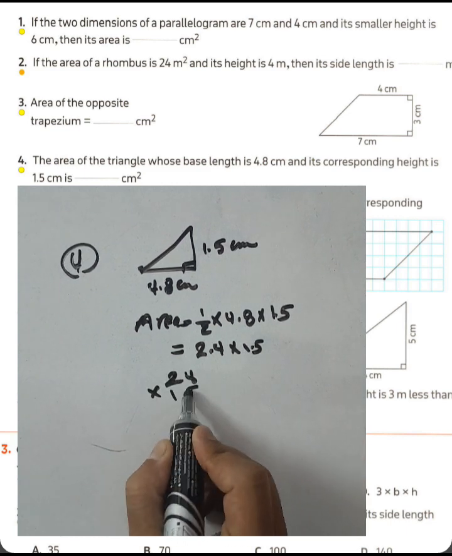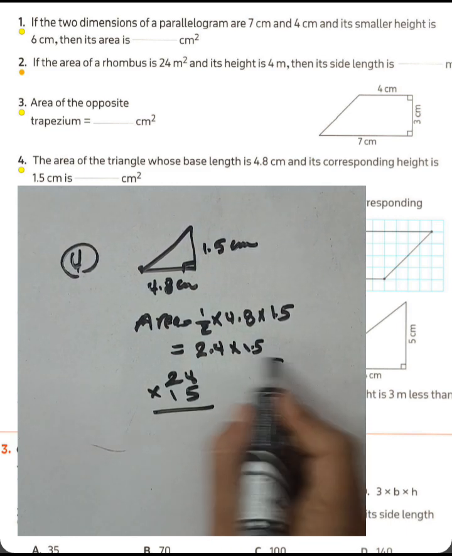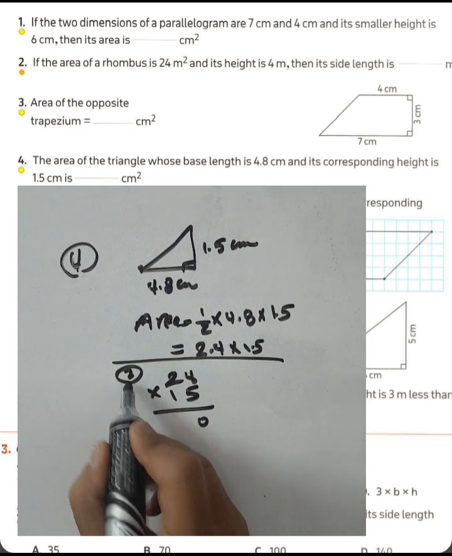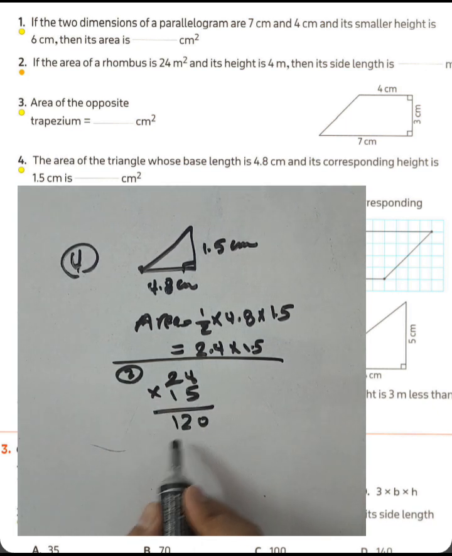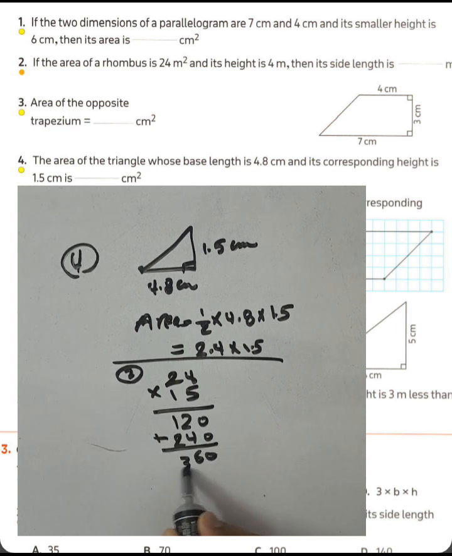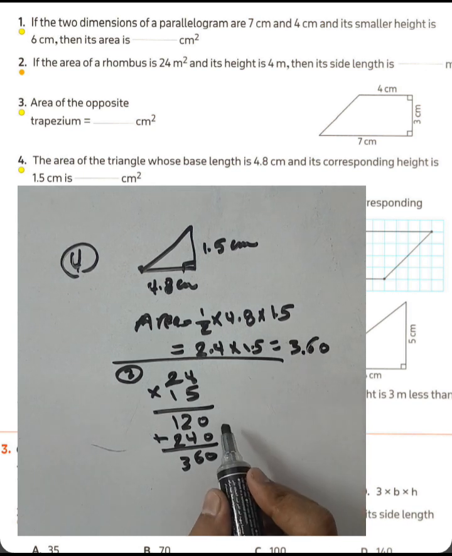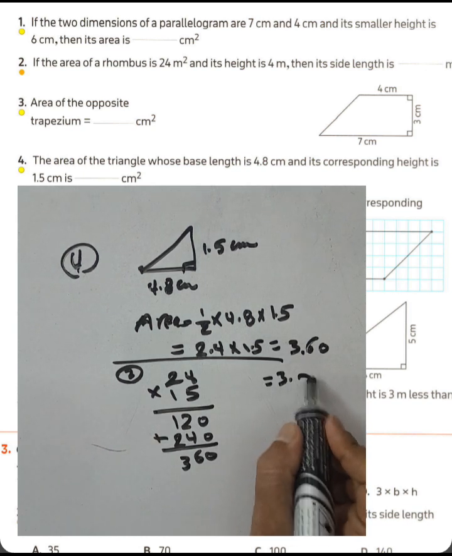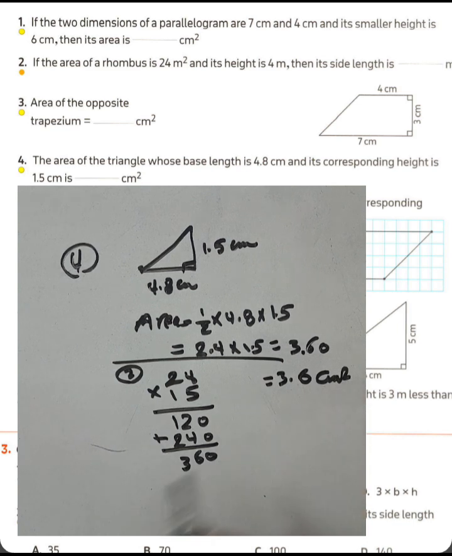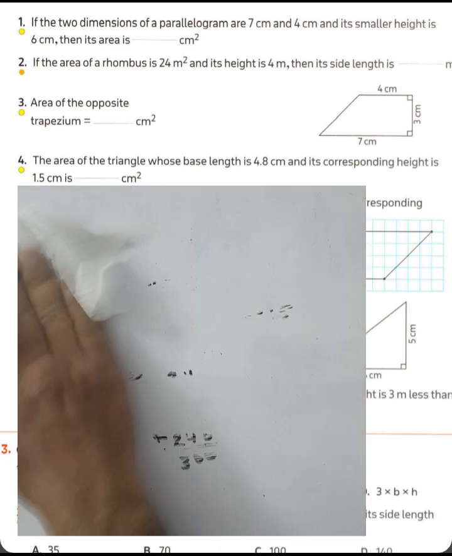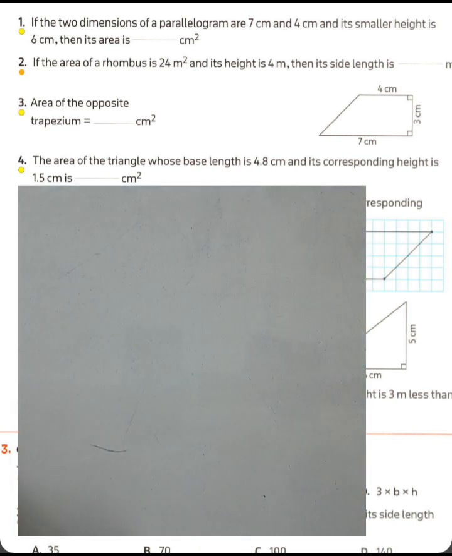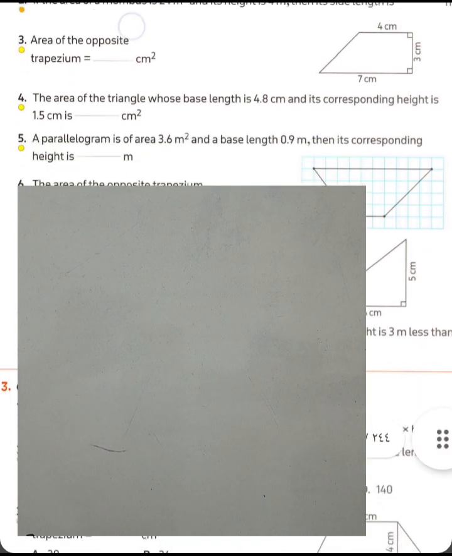24 product by 15. 4 times 5 equal 20, 0 and carry up 2. 2 times 5, 10 plus 2 equal 12, plus 100, 1 times 4 equal 4, 1 times 2 equal 2, and then add them. The result will be 360, but the point here will be after 2 places. Then the result will be 3.6 square centimeter. It's the area about a triangle, half times base times corresponding height. Next question number 5.